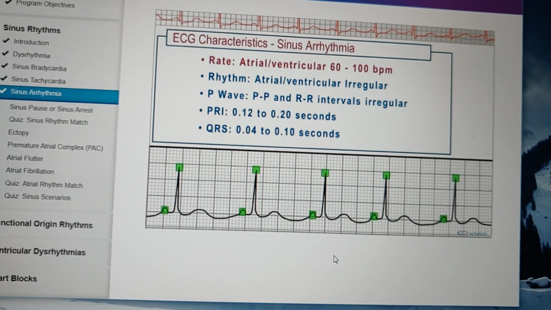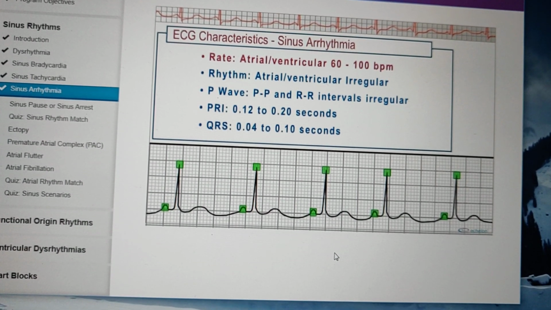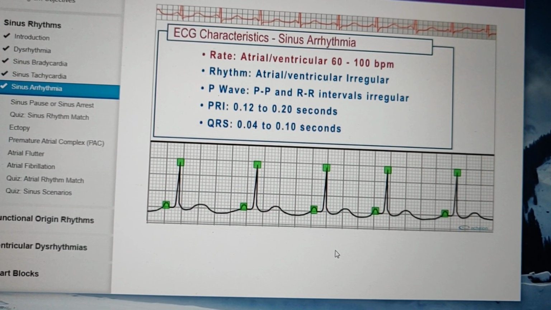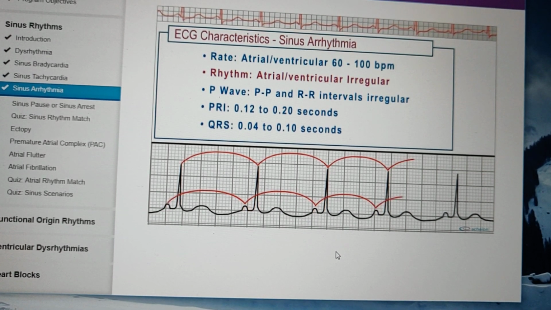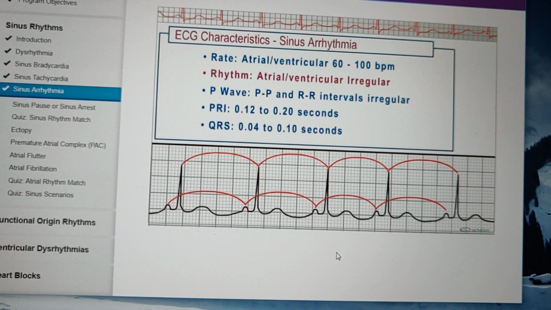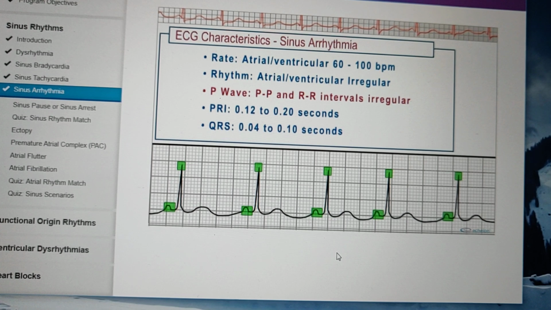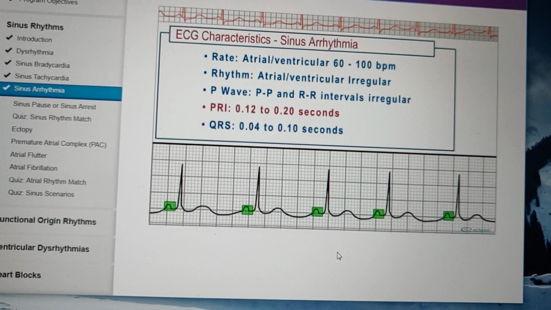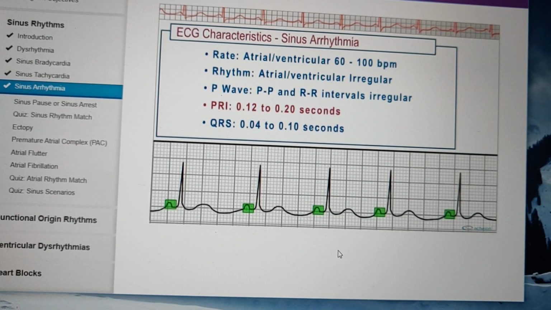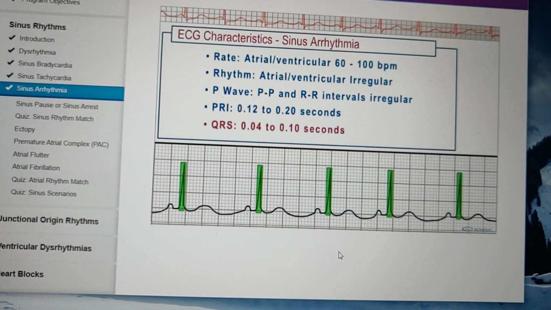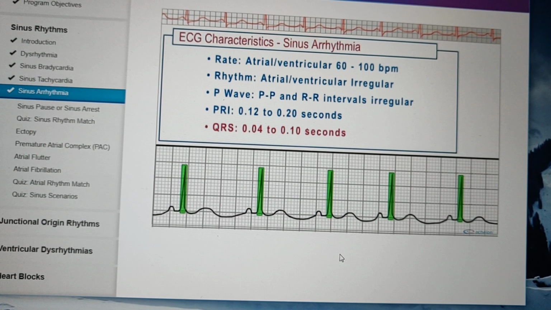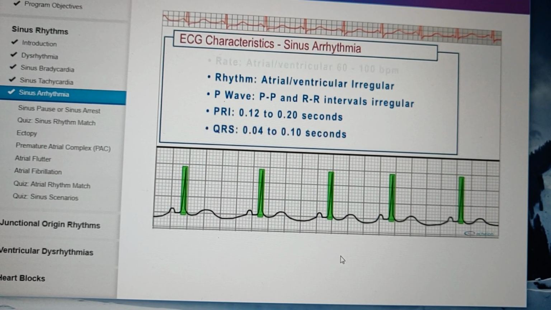Rate: atrial and ventricular rates are usually normal, in the 60 to 100 beats per minute range. Rhythm: atrial and ventricular are irregular. P waves: P to P and R to R intervals are irregular. PR interval: 0.12 to 0.20 seconds. QRS: 0.04 to 0.10 seconds.